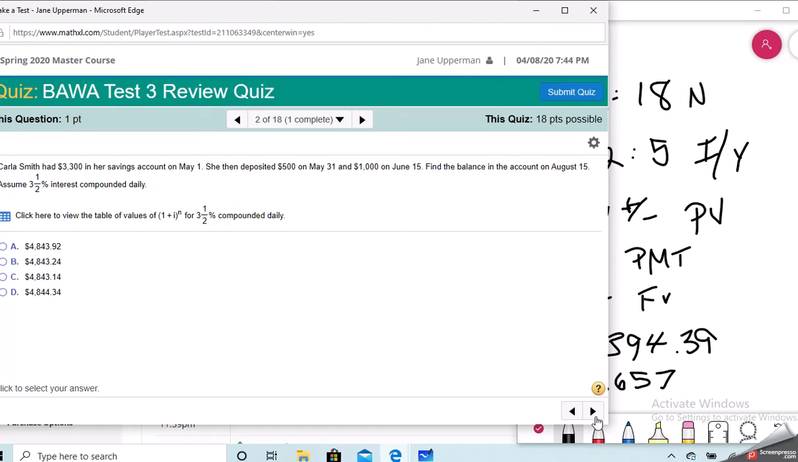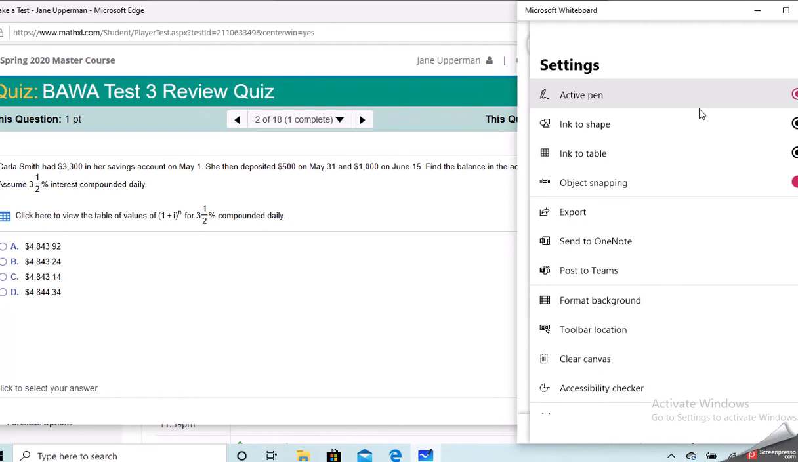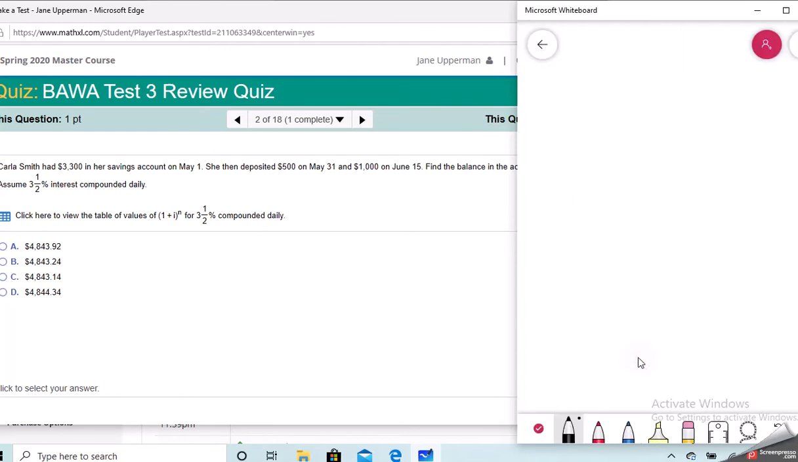Okay, then the next one says, okay, they've got $3,300 in their savings account on May 1st. Then she deposits $500 on May 31st, and then $1,000 on June 15th. Find the balance. So if I come over here, clear my canvas. Okay. So then this one's a trickier one. So you have to figure out your days. So you're going to use your second menu and your number 1 to take you into that date function.